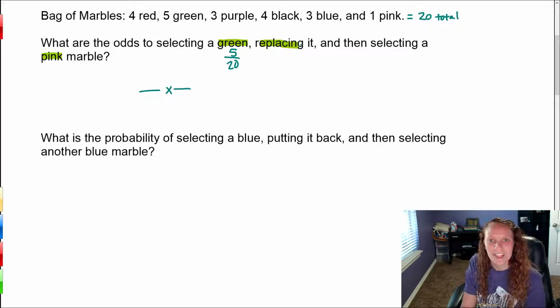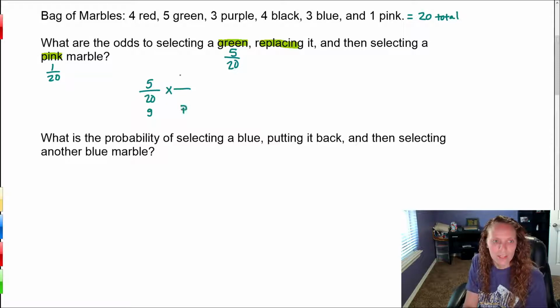Then replacing it, that means to put the marble back and the total does not change. And then we want to select a pink. So there is 1 pink marble over the same total of 20. So we're going to plug these fractions in, multiply, and then maybe simplify if we can. So we have 5 over 20 for the green. And then the pink is 1 over 20.